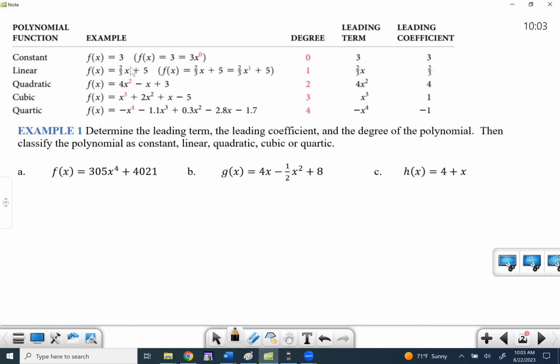If the highest exponent is 1, which is the case on this 2/3 x plus 5, then that will make a line when you graph it, and so we call it linear. Remember f of x is y equals mx plus b, so this will be a line. So you'll hear me use these words a lot: constant, linear, quadratic. Quadratic is when its highest exponent is 2, so degree 2 polynomial.